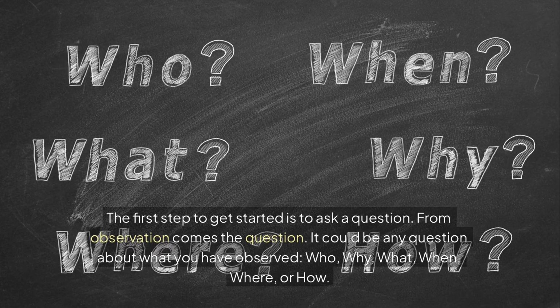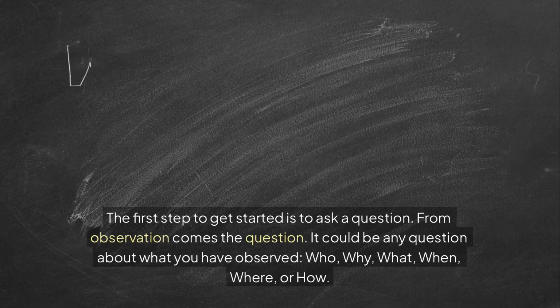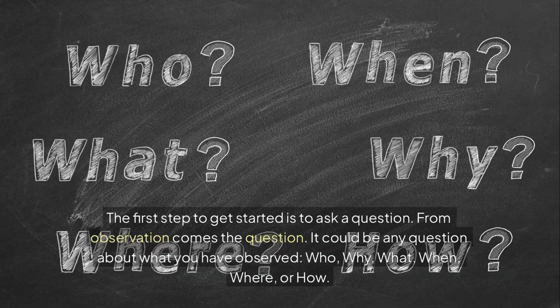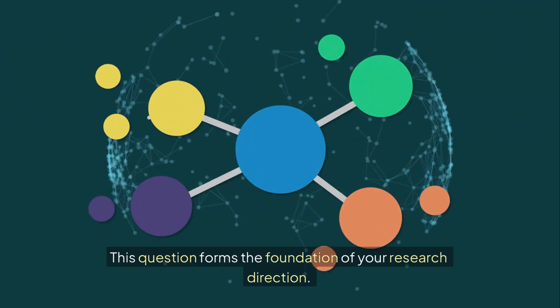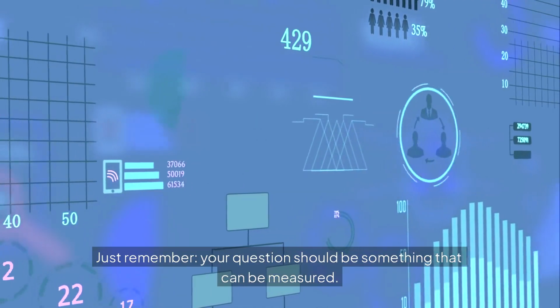From observation comes the question. It could be any question about what you have observed: who, why, what, when, where, or how. For example, what causes this? Or why does it happen? This question forms the foundation of your research direction. Just remember, your question should be something that can be measured.